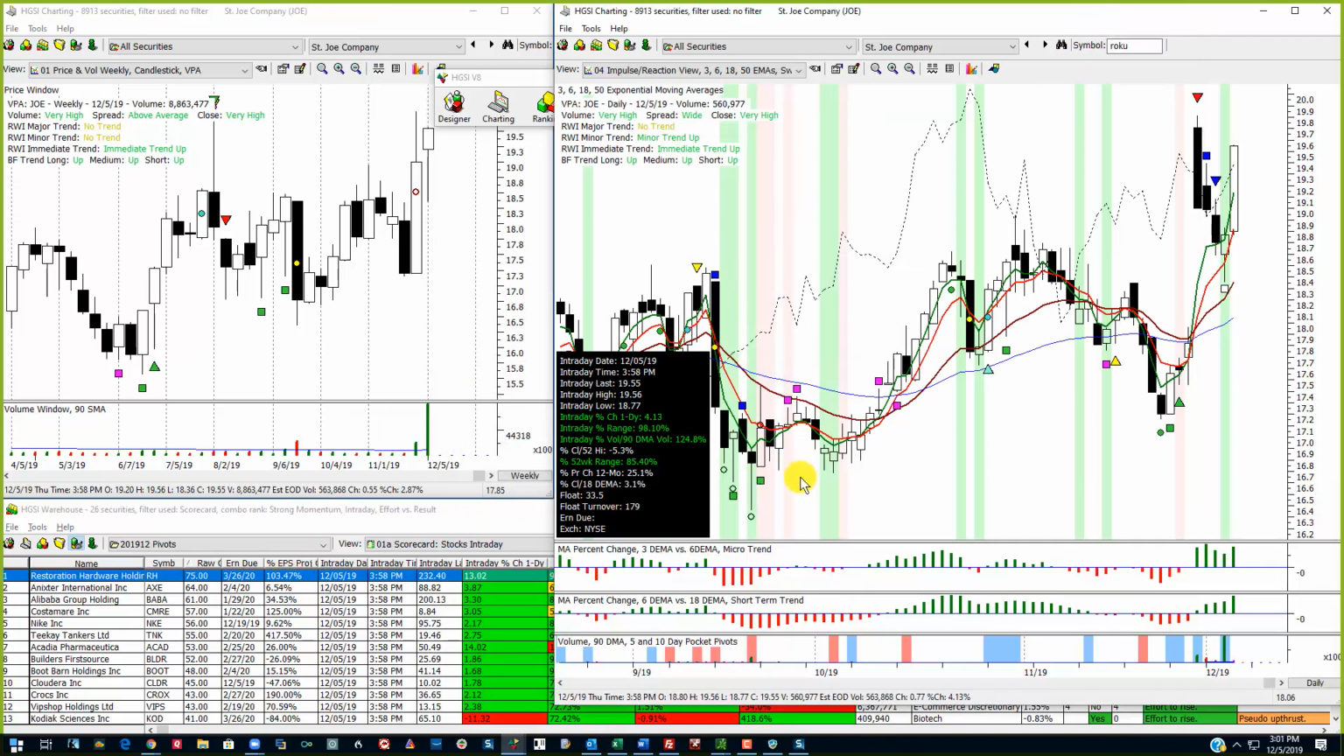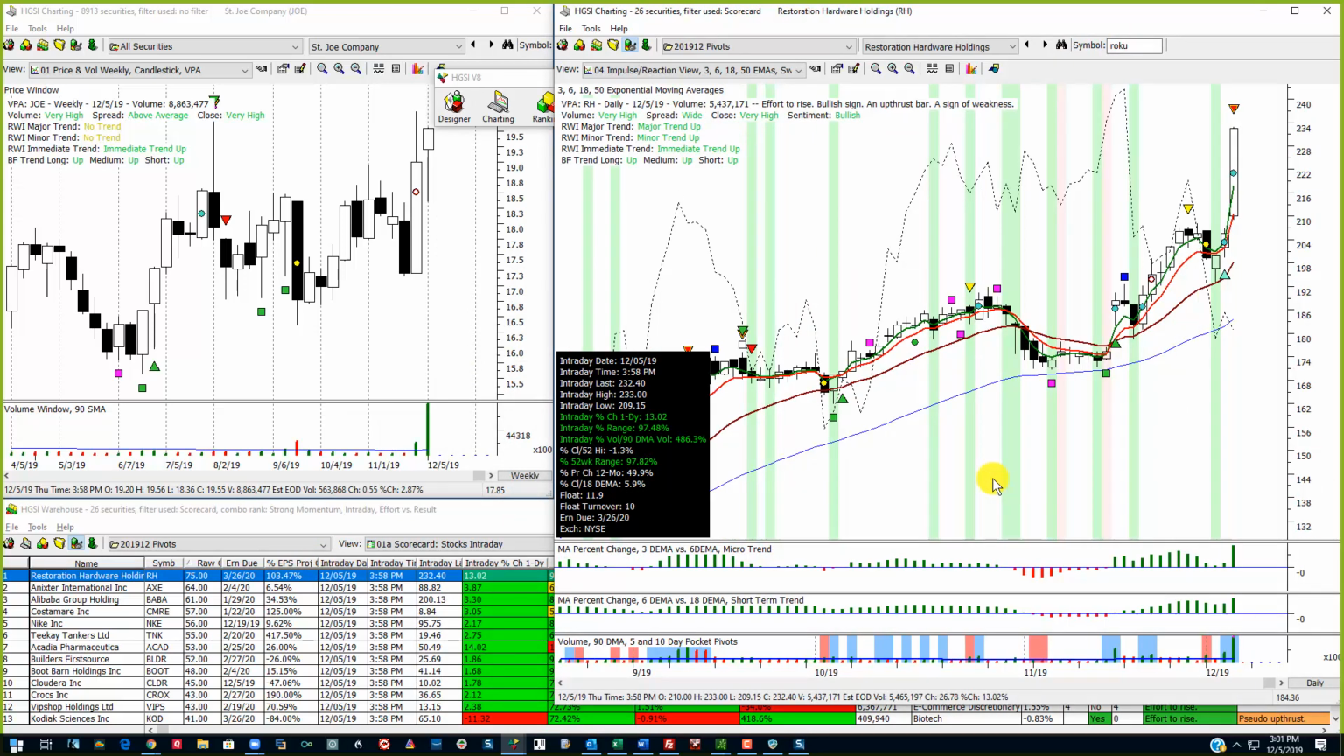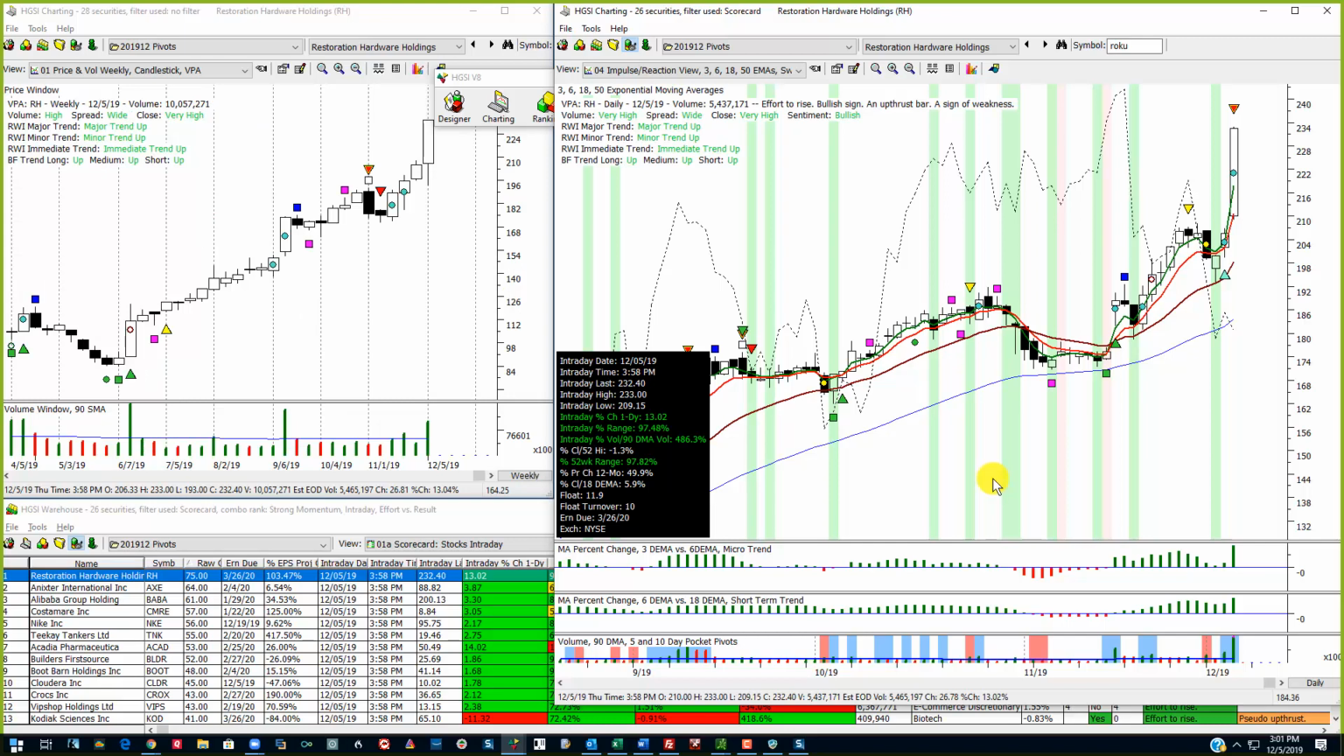Okay, Restoration Hardware. This has been coming up for a long time now. And you can see what it did today. You can see that there was a pivot here. One day down, effort to fall, and then here's your pivot right here. It closed well above the 30% area on the daily range. And what happened the next day? There was an effort to rise.